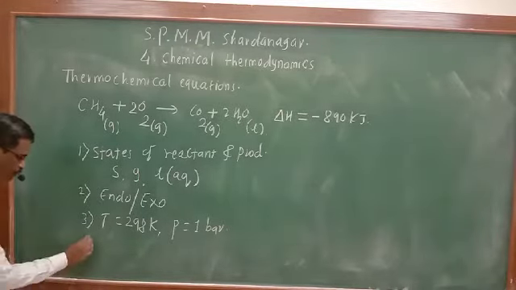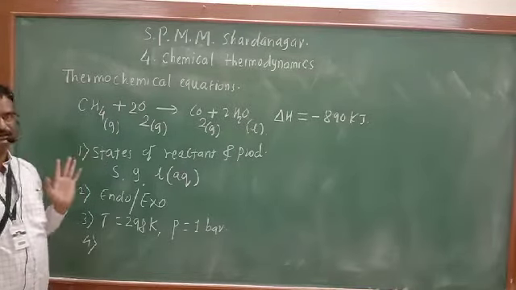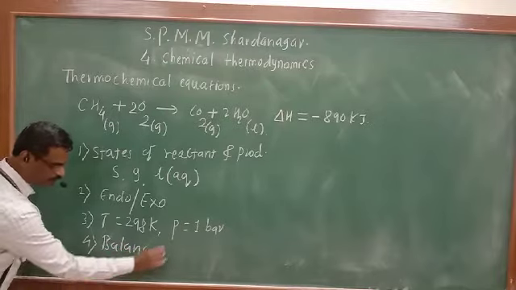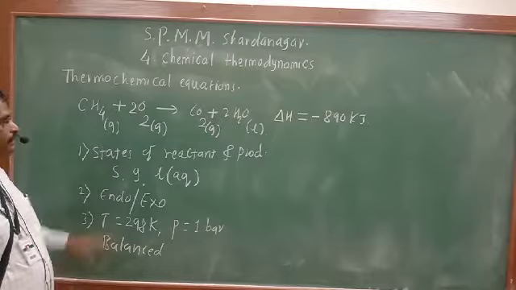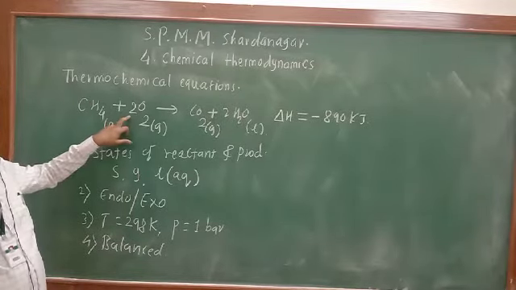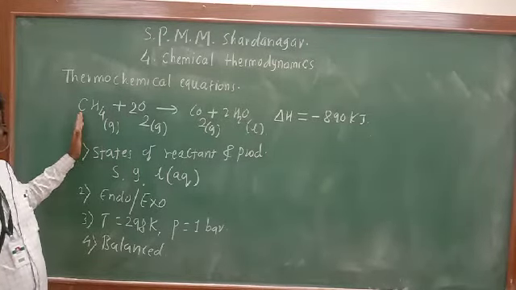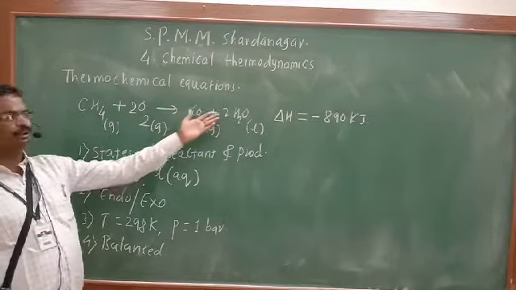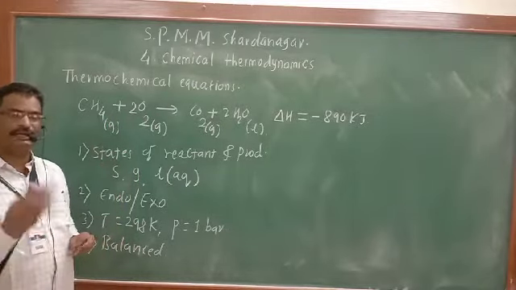And the fourth rule, this reaction should be a balanced chemical reaction. Balanced. How can we balance it? That we are studying in the next lecture: how to balance such types of chemical reactions. This is a combustion reaction, because oxygen is added and methane undergoes burning in the presence of oxygen to form CO2 and H2O. How to balance these reactions we have to study in the next lecture.